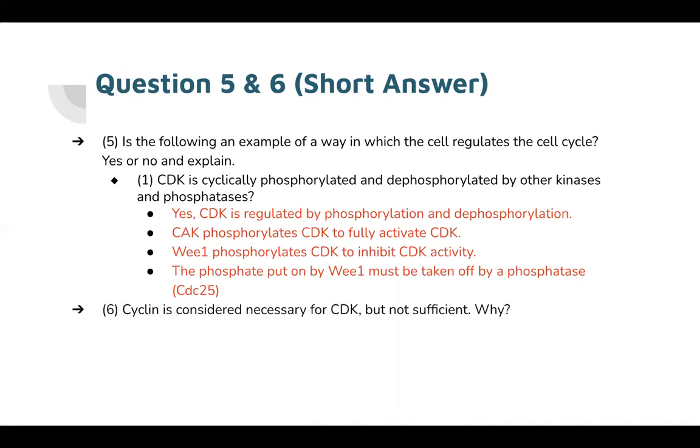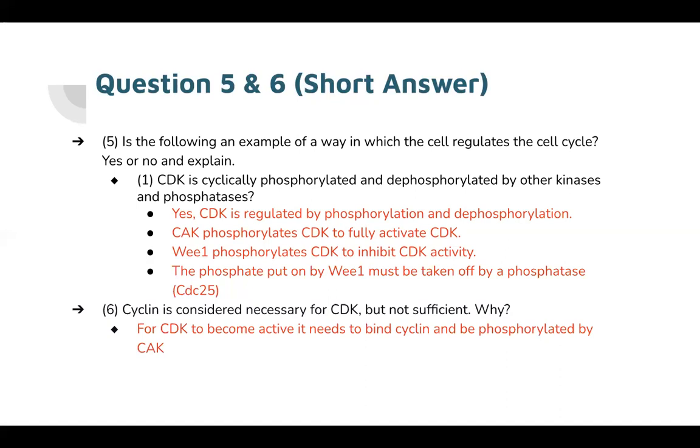Any questions on 5? All right, question 6. This is another question you guys had in class, and this actually came up in my exam when I took this class a couple of years ago. Cyclin is considered necessary for CDK, but not sufficient, right? For CDK to become active, it needs to bind cyclin and be phosphorylated by CAK. So cyclin is necessary for CDK to be active, but it's not sufficient. If CAK doesn't phosphorylate this complex, we don't have an active CDK. So it's necessary, but not sufficient, right?